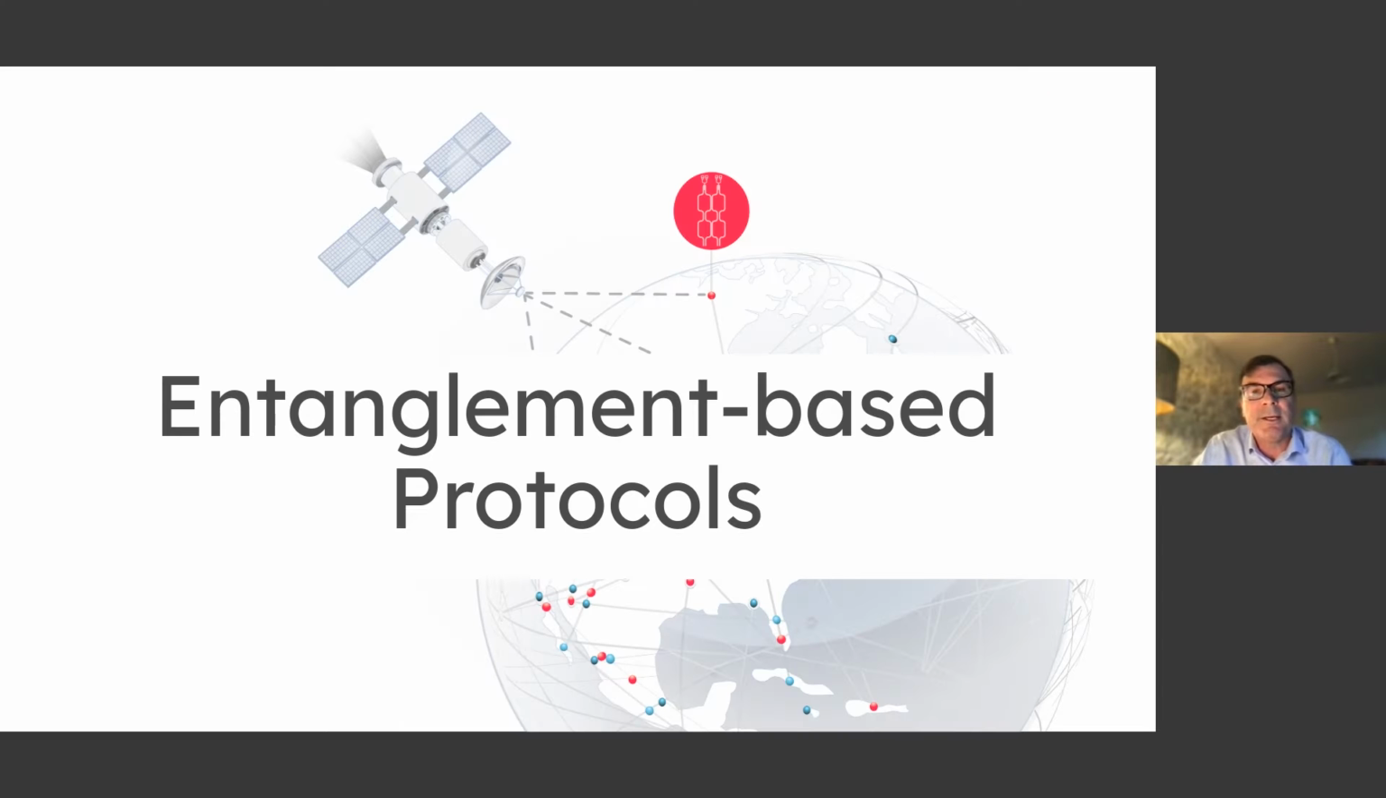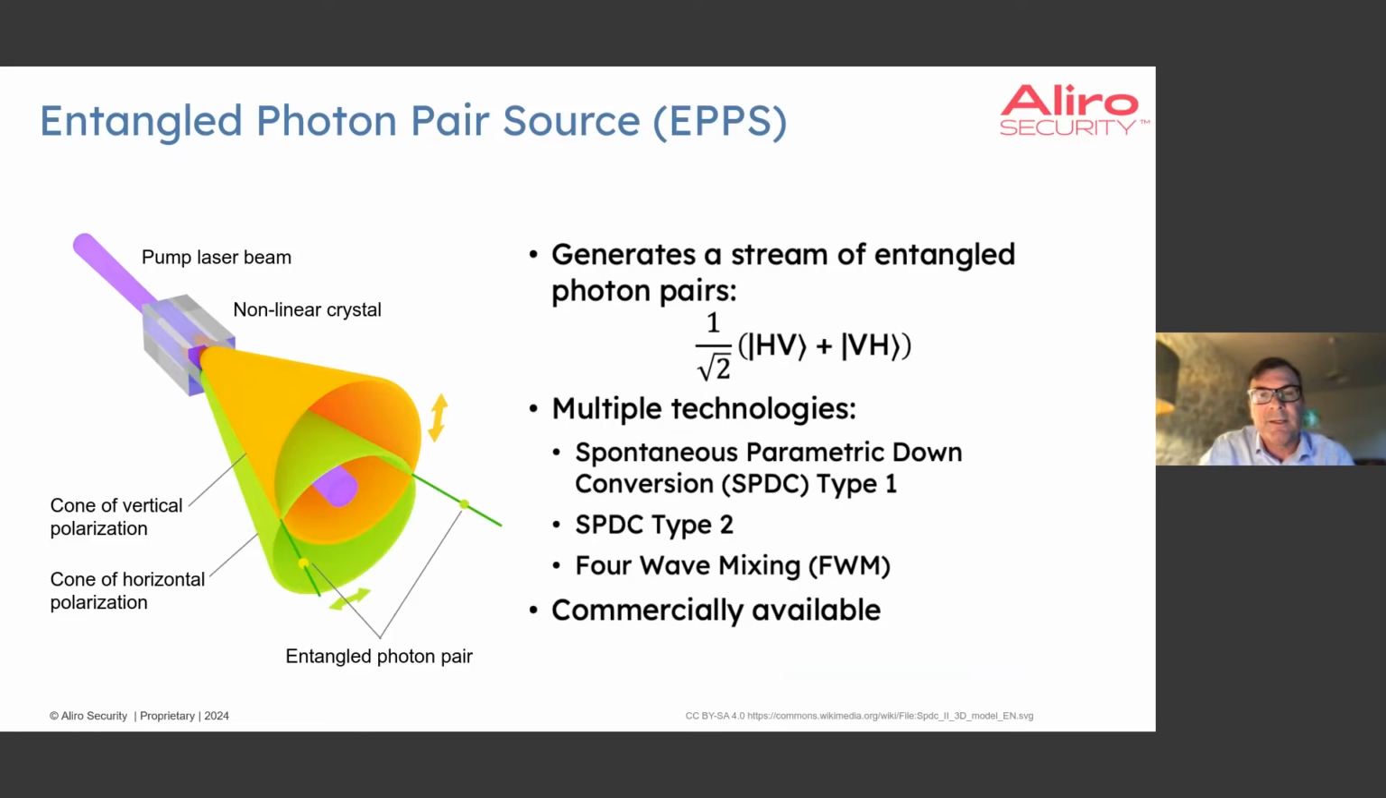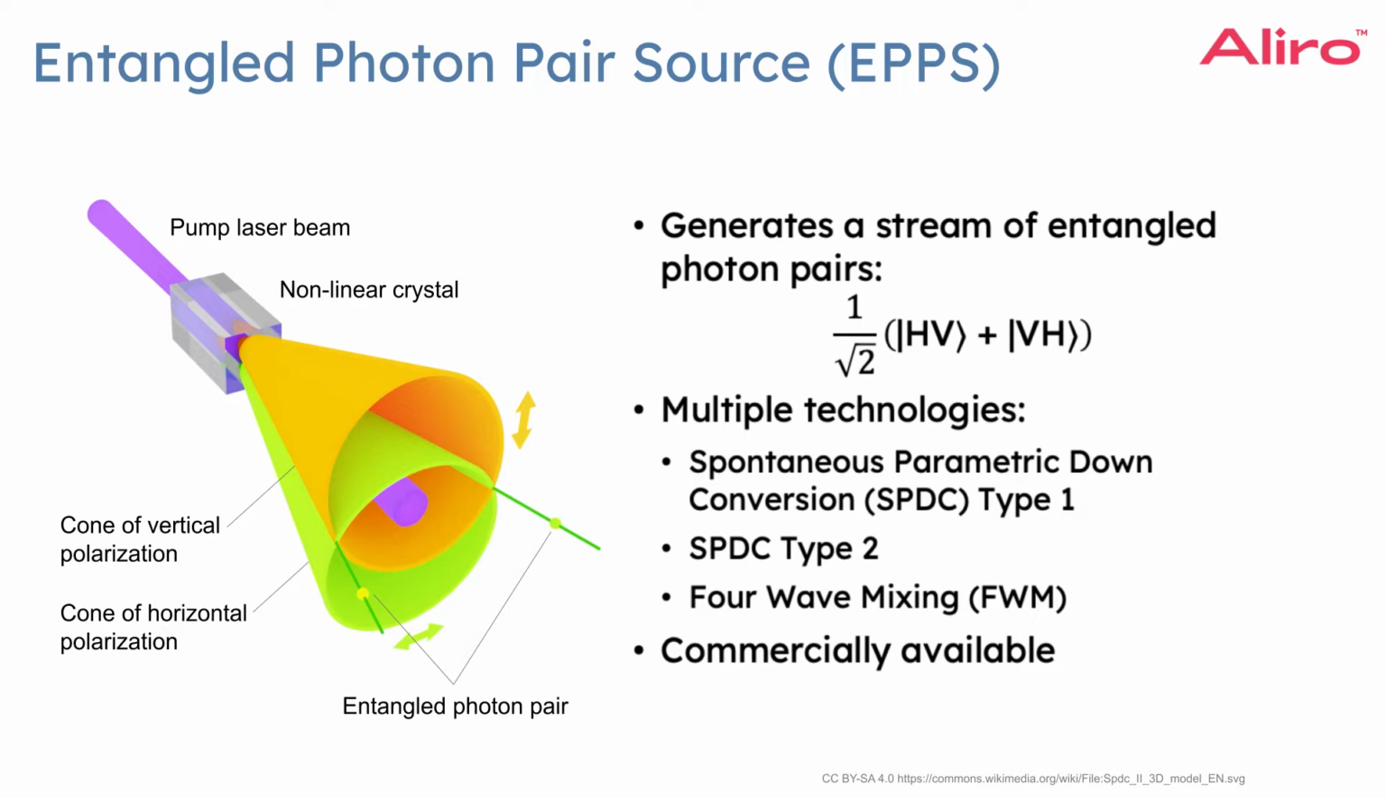Okay. Now let me move on to entanglement-based QKD protocols. Entanglement-based QKD needs a special type of photon source that produces a stream of entangled photon pairs instead of a stream of individual photons. There are multiple different technologies that can be used to implement entangled photon pair sources.